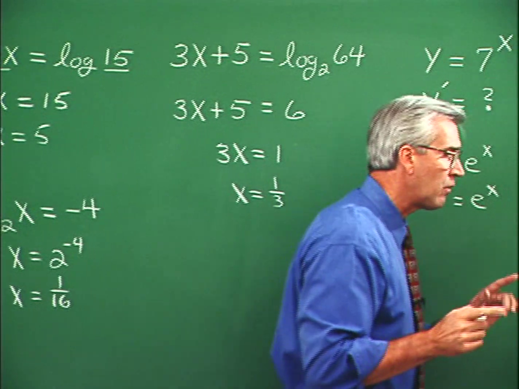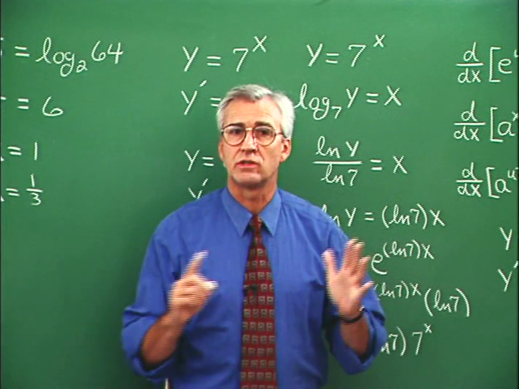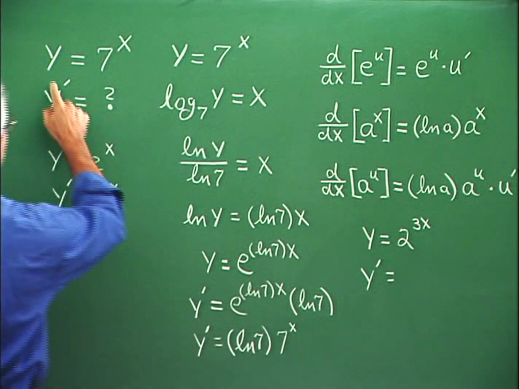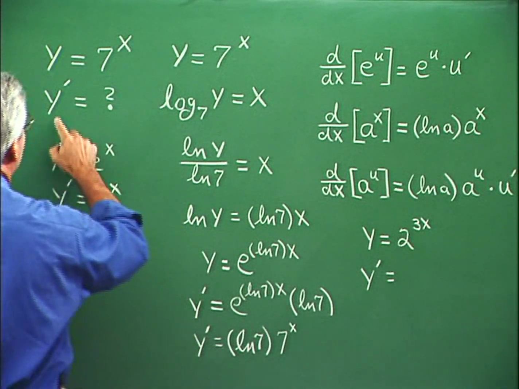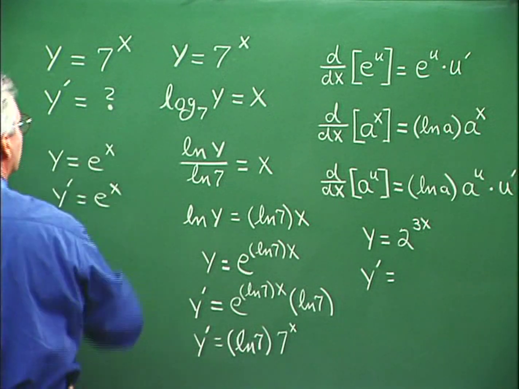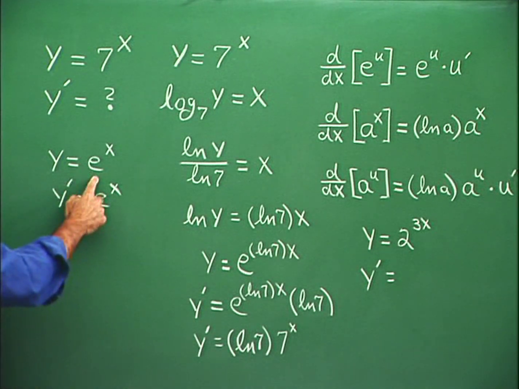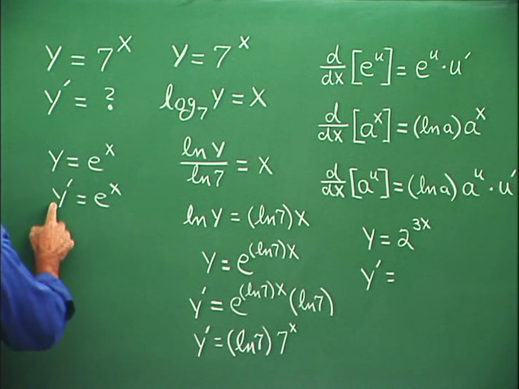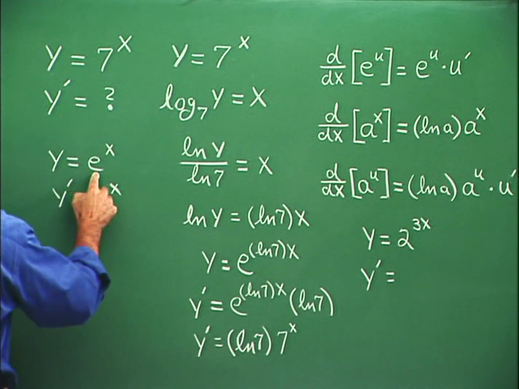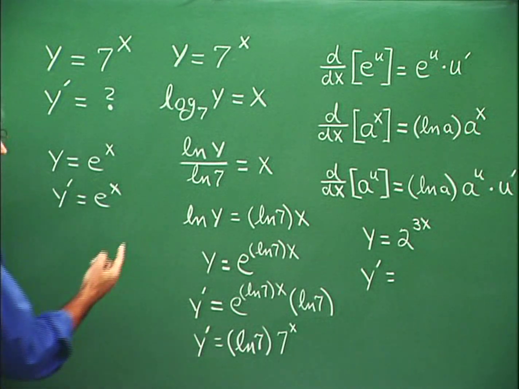Let's return to our investigation of differentiation and integration now, and consider a problem like this. y equals 7 to the x power, and we want the derivative of this. We want y prime. We want to figure out a way to calculate this now. We know that if y is e to the x power, then y prime is e to the x power. And even more generally, if y is e to the u, then y prime is e to the u times u prime.